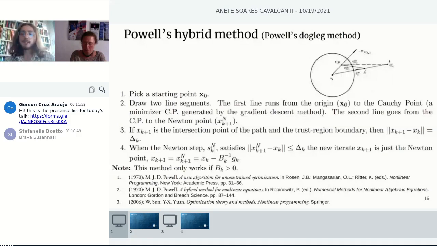it computes the Newton point. If the Newton point is inside the trust region, then it is updated as the new position. If it is outside, then we compute a Cauchy point that is quite easy to compute. If this Cauchy point is outside the trust region, then we only take the intersection between the boundary and the line segment that goes to the Cauchy point. And if it is inside, we draw a line segment from the Cauchy point to the Newton point, and we take the intersection with the boundary. And this is why it is called the dogleg method, because this part reminds somebody of a dogleg.